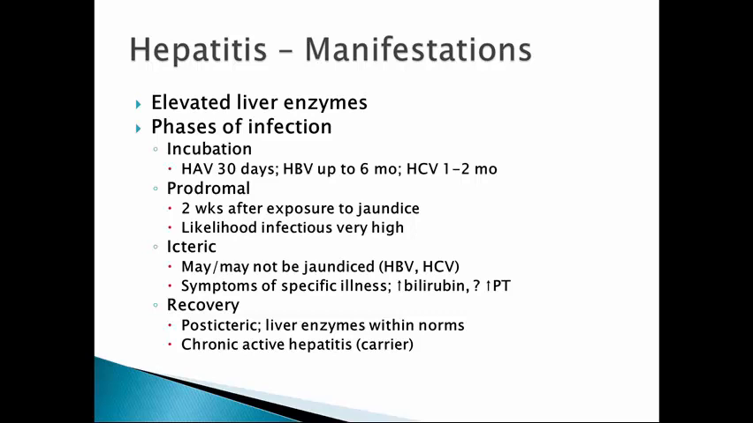During the recovery phase, this is when they become post-icteric, and liver enzymes begin to fall back to within normal limits. We also know that during the recovery phase, while they may recover from an acute infection, they may have a chronic active hepatitis and thus become a carrier of the hepatitis. So that's why we want to always look for their IgM, and we want to look at the status of their antigens as well as their antibody status.